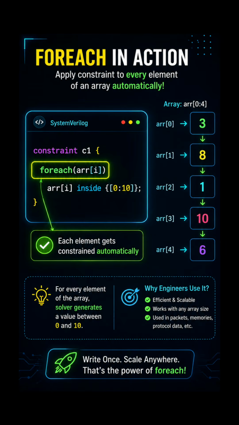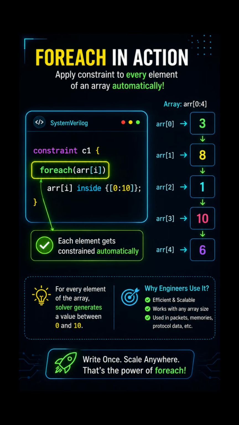Let's look at the idea. We write a constraint like this: constraint c1 { foreach (array[i]) array[i] inside {[0:10]}; } What this means is very simple. For every element of the array, the solver will generate a value between 0 and 10.